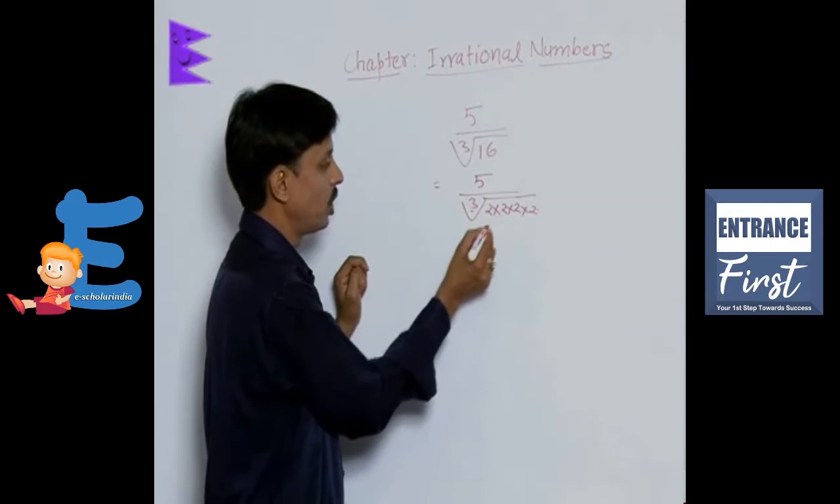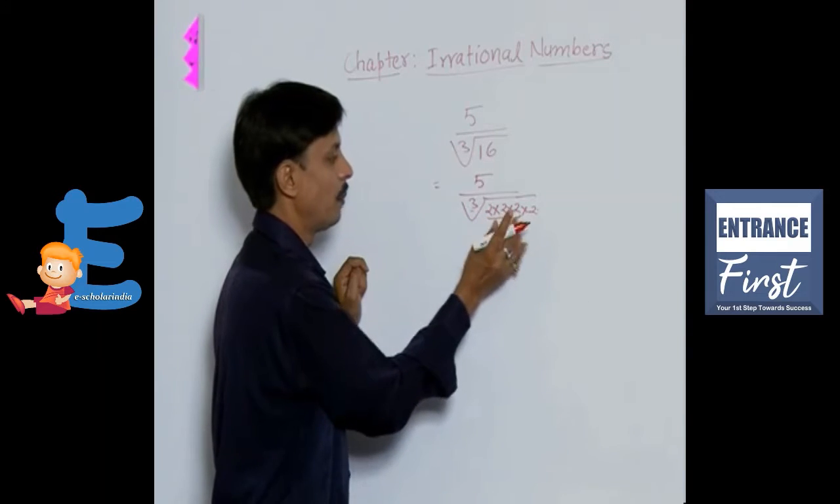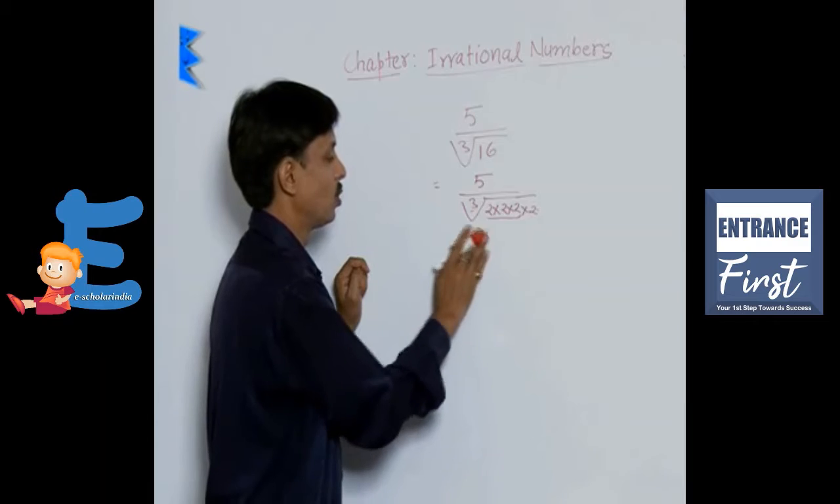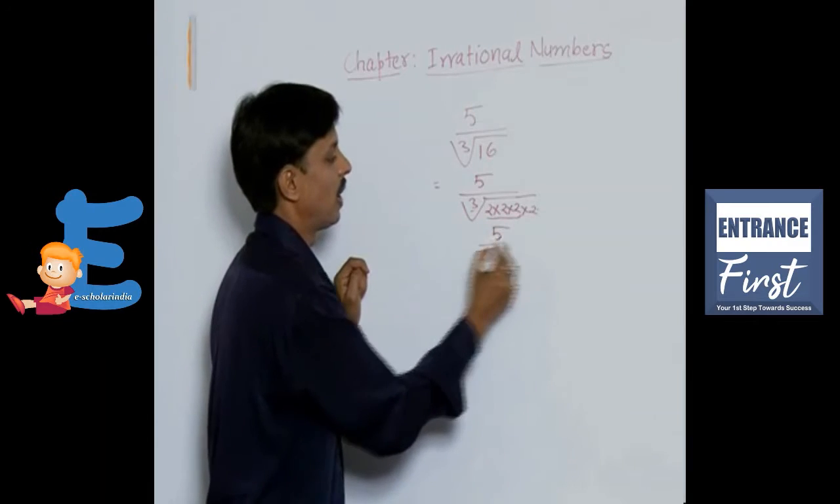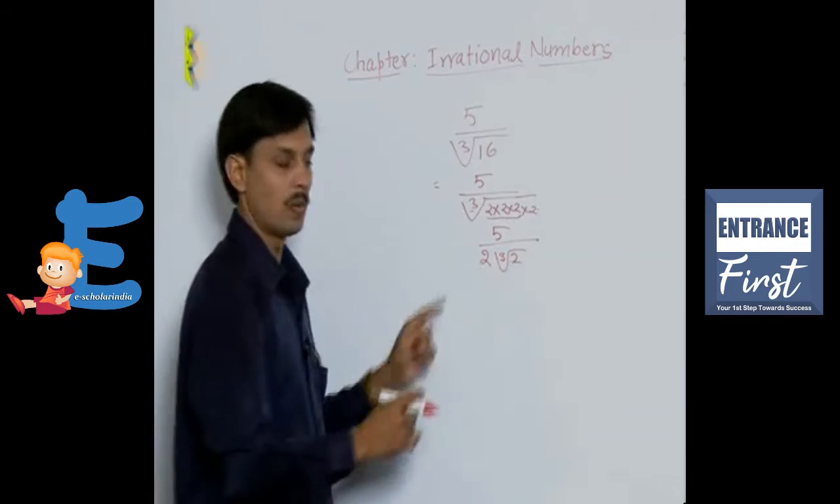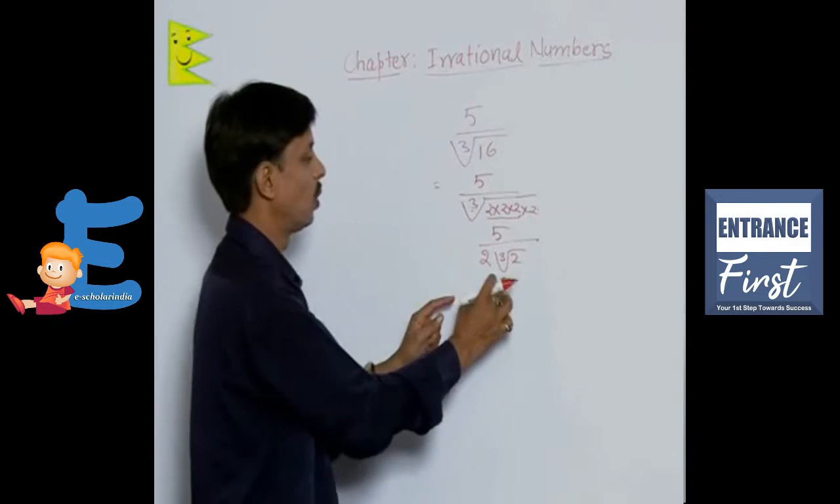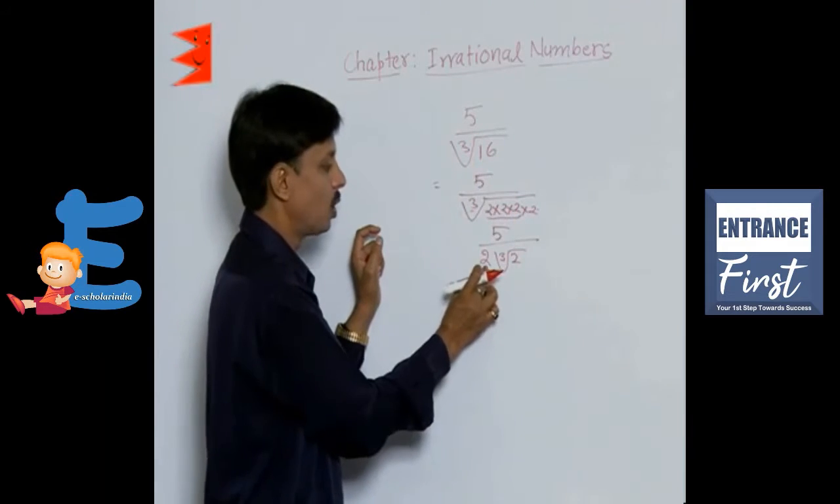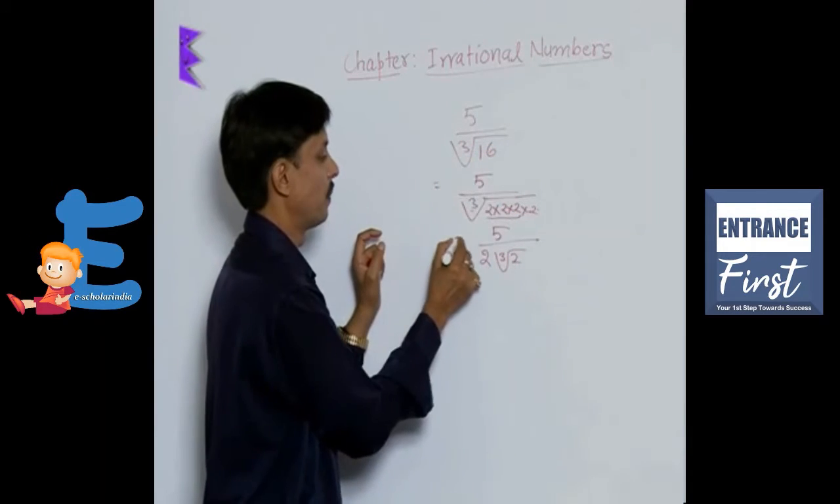Now the order is 3. So one of the triplet of 3 same prime numbers will come out. So this can be written as 5 upon 2 into cube root of 2. That is, 2 into cube root of 2 is the simplest form of this cube root of 16.